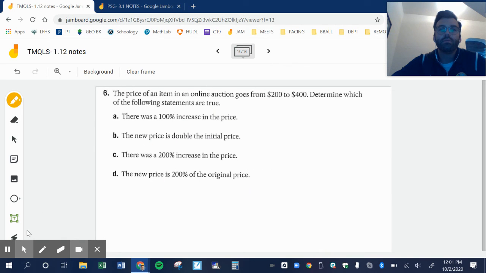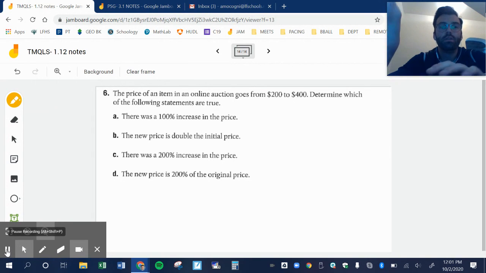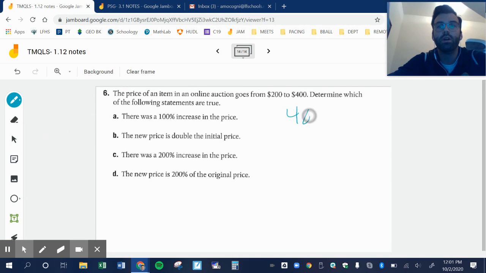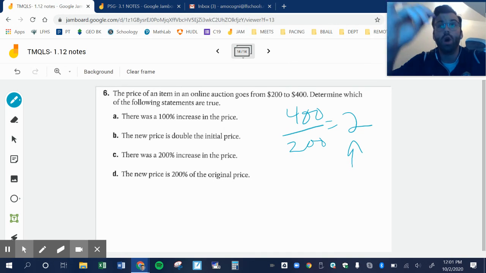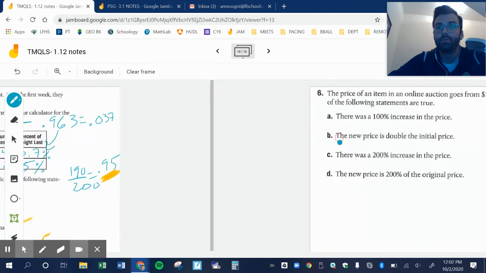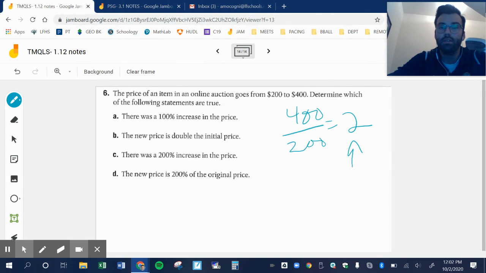So for the price example, to figure out the percent increase in this one, I would do 400 divided by 200, and we realize that is 2. So really, that's 1 more than 1. On the last couple, we've subtracted the value from 1. So I'm going to do 2 minus 1, which is 1, or 100%. So it was a 100% increase, because this number is 1.